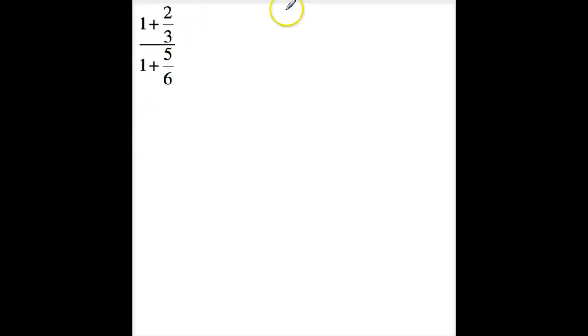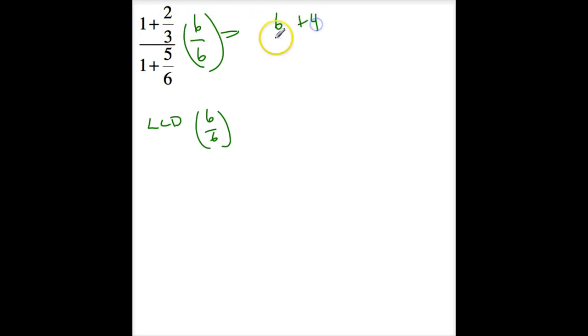What is the least common denominator here? The least common denominator here is 6. So I'm going to multiply by 6 over 6. And when I do that, what do I get? 6 times 1 is 6. 6 times 2/3 is 4. Divided by 6 times 1 is 6. 6 times 5/6 is 5. So this is 10 divided by 11. And there's my answer.